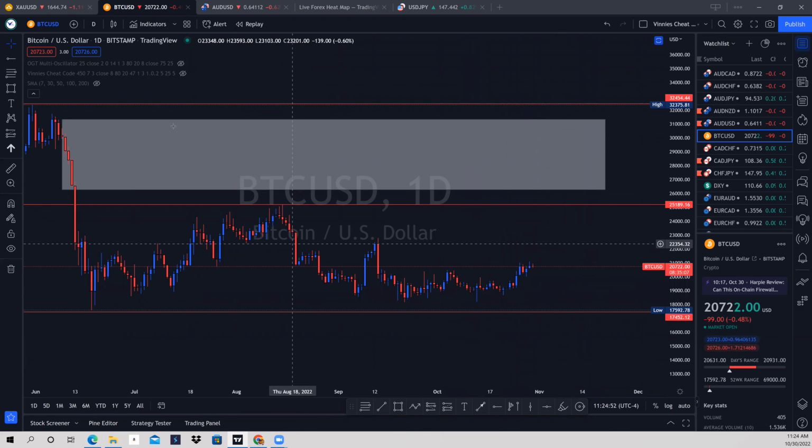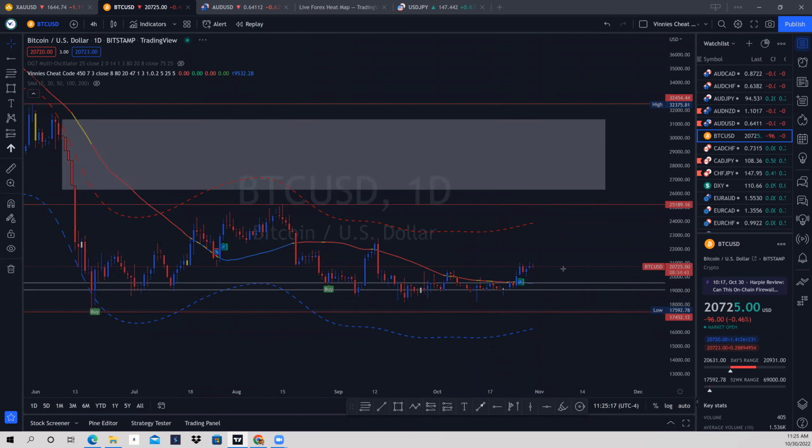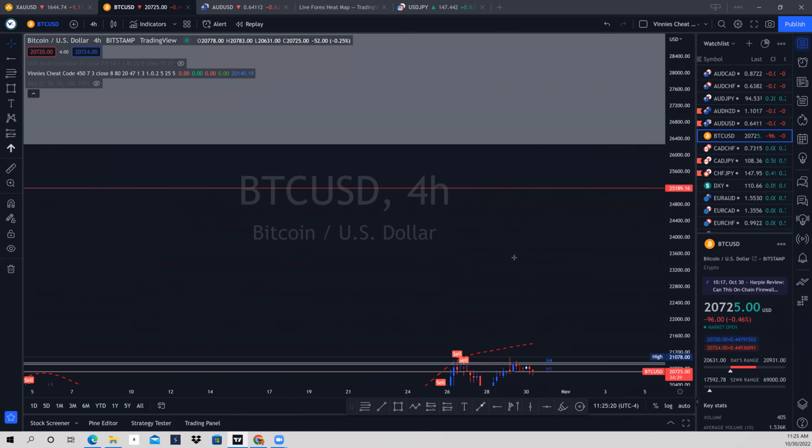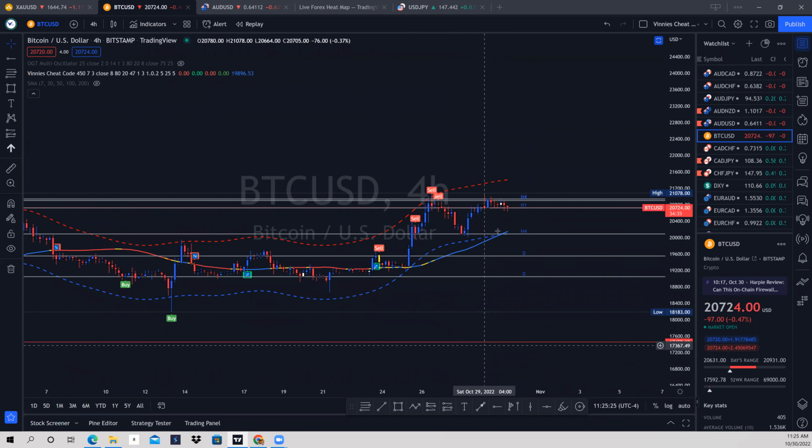Now, if we turn on the indicator too, we can see that price just started to get above the 47 moving average, and it's starting to turn blue. That gives me an indication that price could continue to go up. We are at a strong demand area on the daily time frame for Bitcoin. If I wanted to look for an opportunity to buy, here's what I would do. I would wait for Bitcoin to pull back.